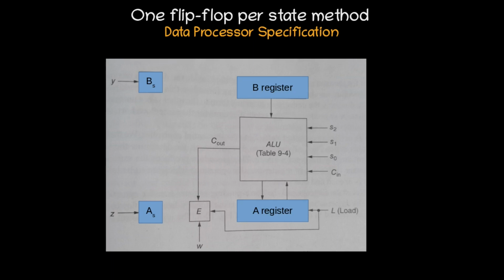B register, A register, and this corresponds to the sign bit of B register, and this is the magnitude corresponding to B register, and this is the sign bit for A register, and this is the magnitude for A register. This is used for storing the carry out during the operations performed by ALU, and these are the select lines, and this is the load input.